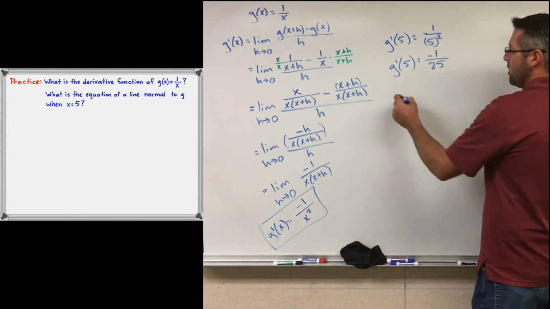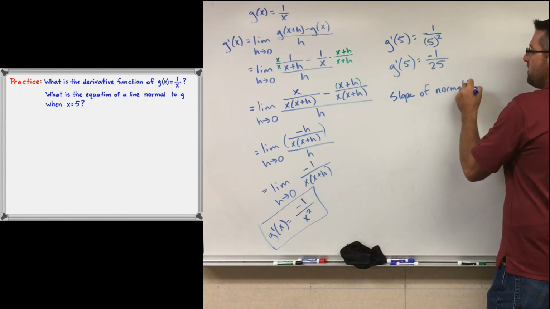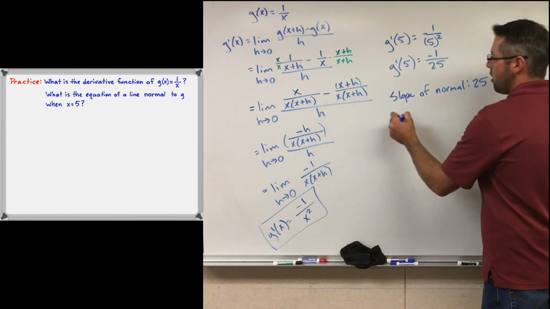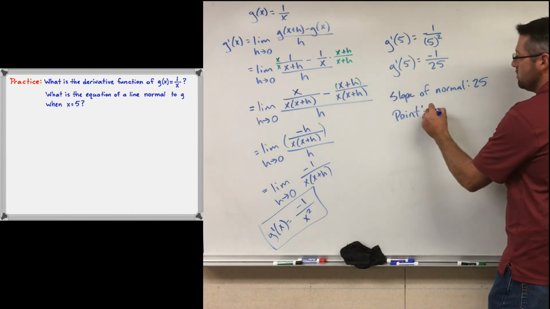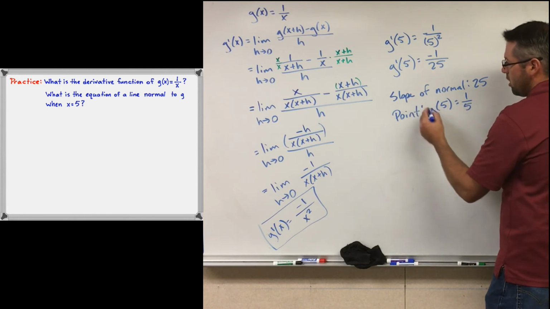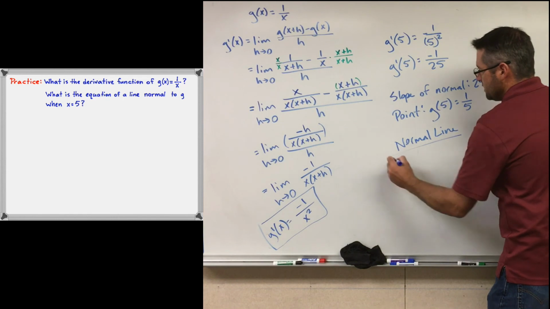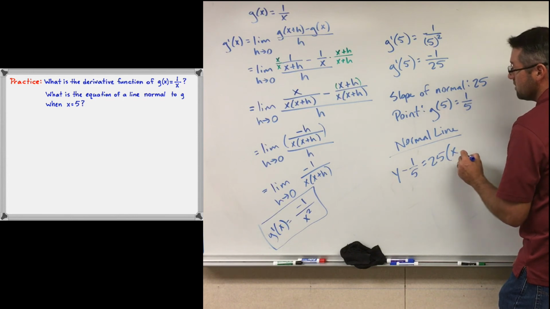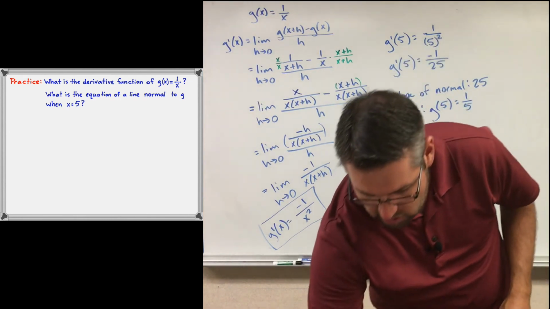We want the slope of the normal line, so I'll write it like this. Slope of normal line would then be the opposite reciprocal, so it would be positive 25. And then we also need our point, and our point was when x equals 5, so we're going to plug that into our g function. So that'd be g of 5, which equals 1 over 5. And so our equation for our normal line is going to be y minus 1/5 equals 25 times x minus 5. And there you go. Again, no need to simplify that. Leave it in point slope form.